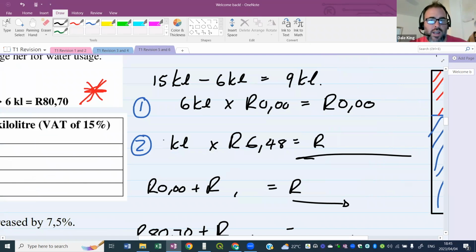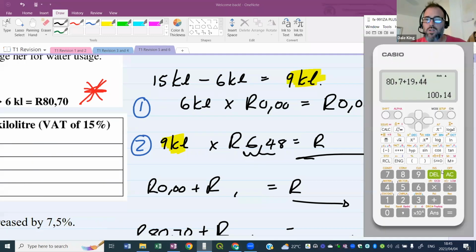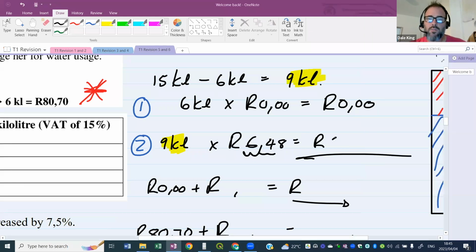Okay. So this 9 that we have left is all going to be charged at the second bracket's rate, which is R6.48. So 9 times R6.48 is R58.32. All right, now we add up all our totals. We got 0 for the first one, and we got R58.32 for the second one. That gives us a total of R58.32.